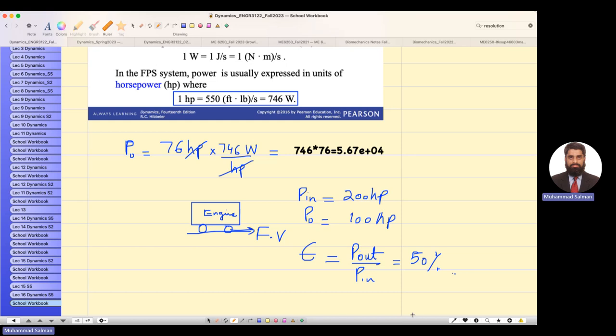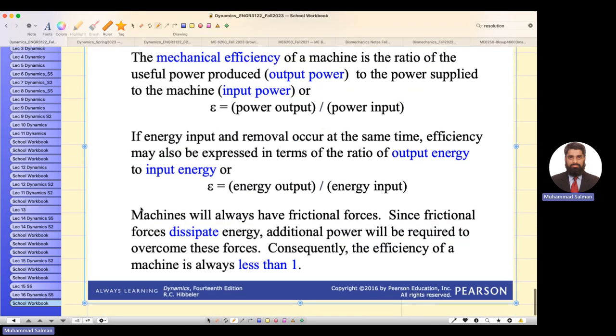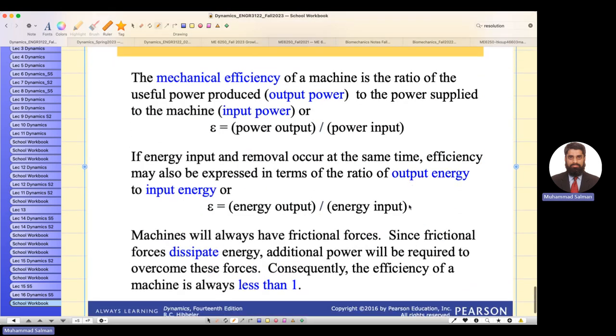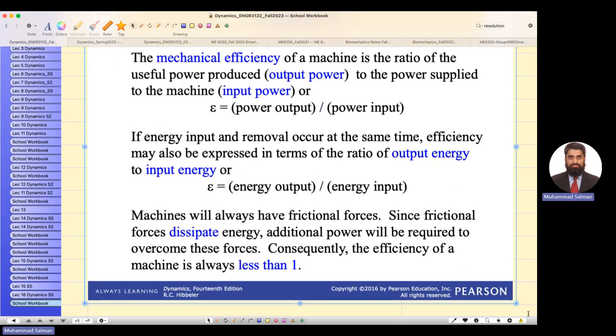Because the engine has lost 50% of its power in moving components such as the crankshaft, CV axles, and bearings. But usually, a good engineer is one who can reduce the losses and improve the efficiency. So we will see a real example. 50% is a very, very low efficiency engine, efficient car. Let's go to the power. I just explained to you that the power output is always smaller than the power input.